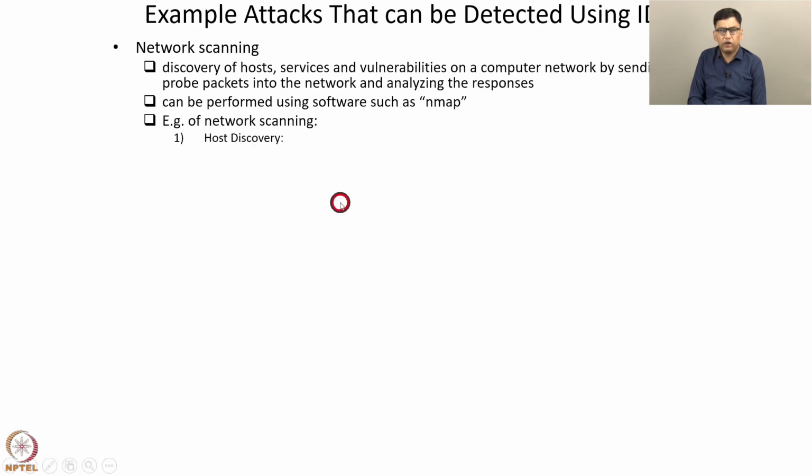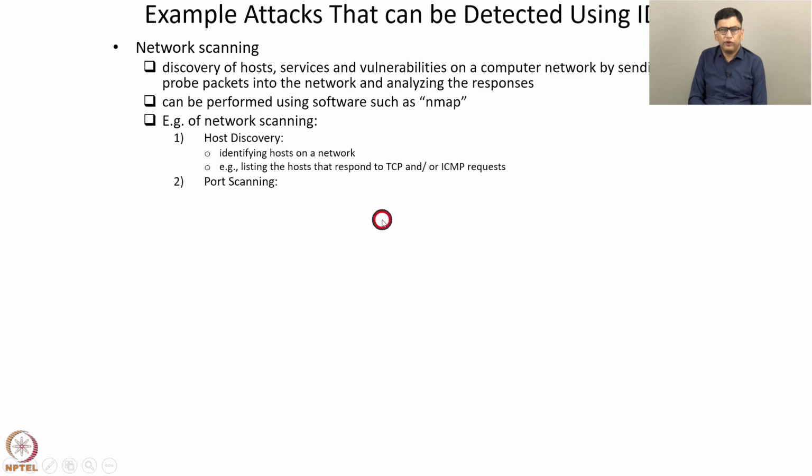One is host discovery, that is identifying which hosts are there in the network. The host discovery can be done as follows. The attacker can list the hosts that respond to TCP and/or ICMP requests. So the attacker can send some TCP and/or ICMP requests into the network, and when it sends such requests to a particular IP address, if it gets a response, then it means that there is a host at that IP address.